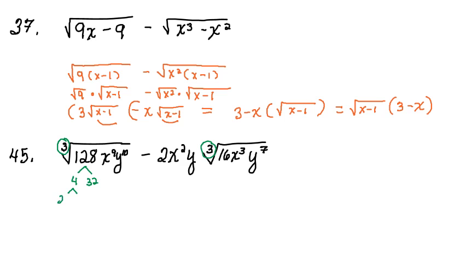And you'll remember that 4 is 2 and 2, and that 32 is 5 2's.